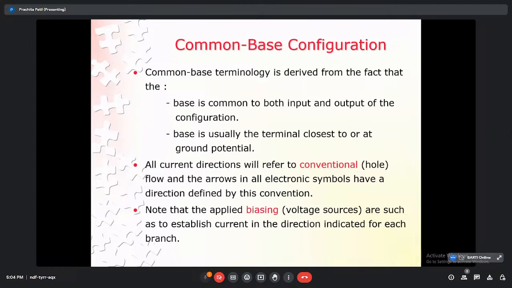Here you can see all current directions refer to conventional hole flow, and the arrows in all electronic symbols follow the direction defined by this convention. Note that the applied biasing voltage sources are such as to establish the current in the direction indicated for each branch.